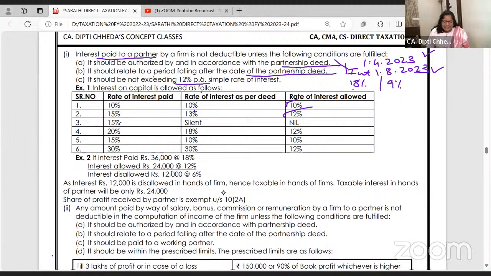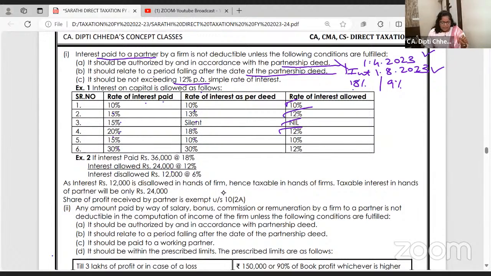Now, if the deed is silent, deed is saying don't pay interest, and you have paid 15%, how much interest will be allowed in income tax? Nil. If interest paid is 20%, interest as per deed is 18%. Still how much is allowed? 12. More than 12 is not allowed in income tax. You have paid 15%. Yeah, but rate of interest as per deed is 10%.